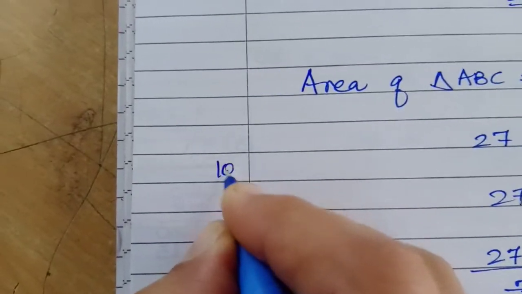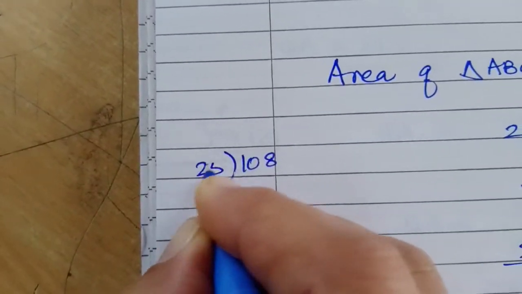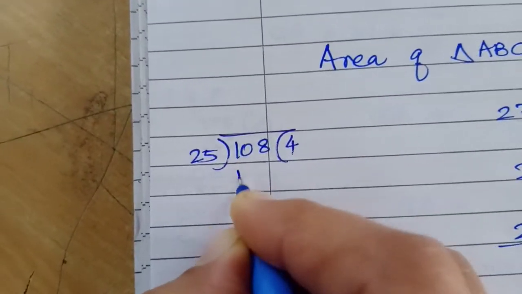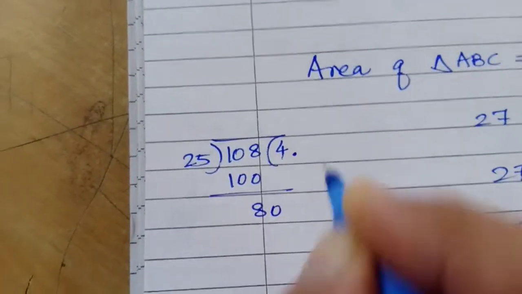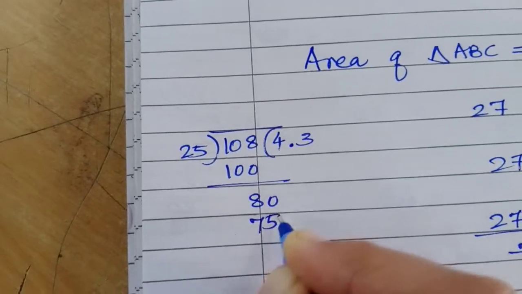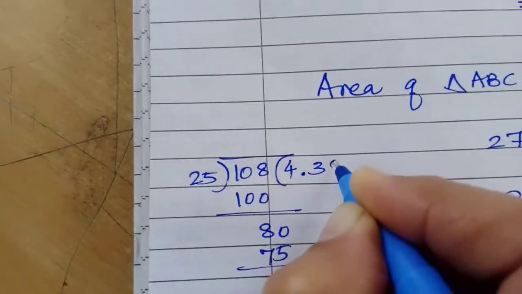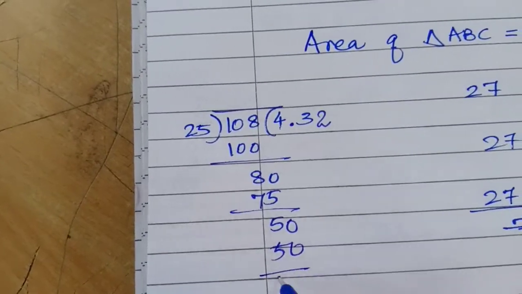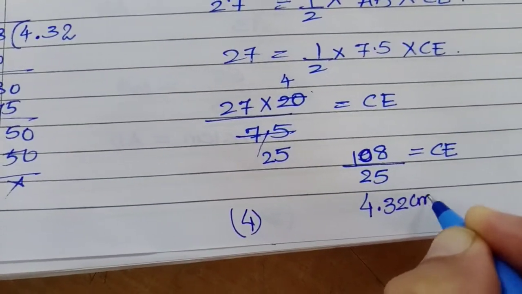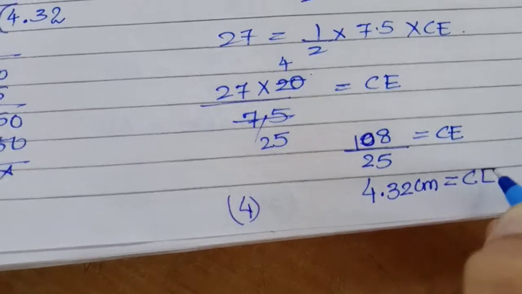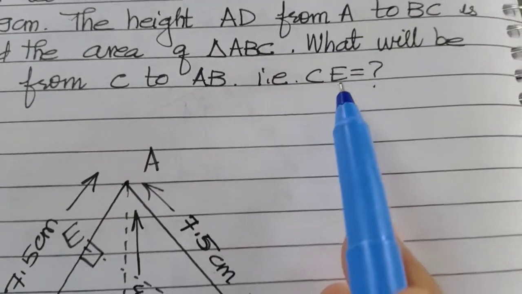So when we divide this 108 with 25, 25 4s are 100, 8, 0. 25 3s are 75, 50, 2s are 50. So it is nothing but 4.32 centimeters is equals to CE. So this is how we have found out CE. This is what it was asked.